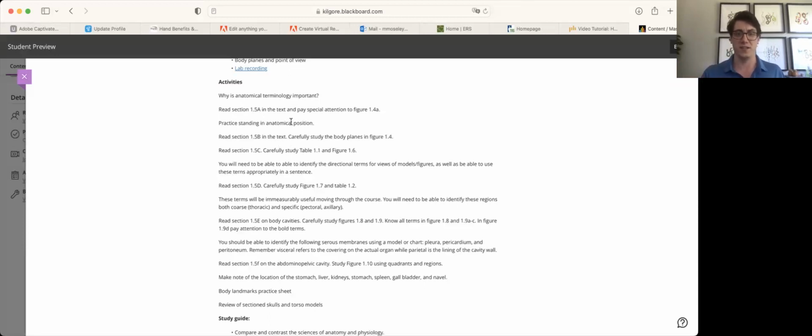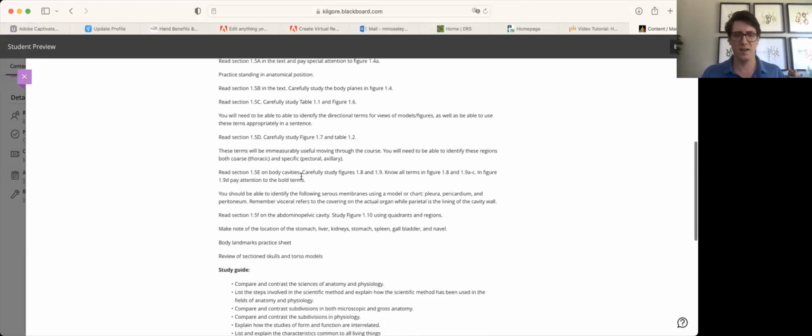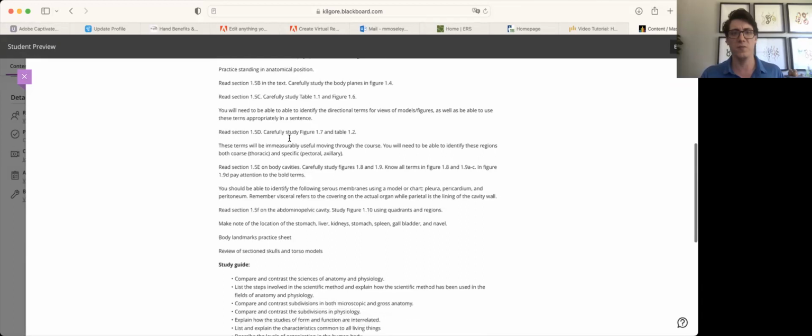Then you need to know what anatomical position is. So where is the body position in anatomical position? Why is anatomical position important? Things like that.